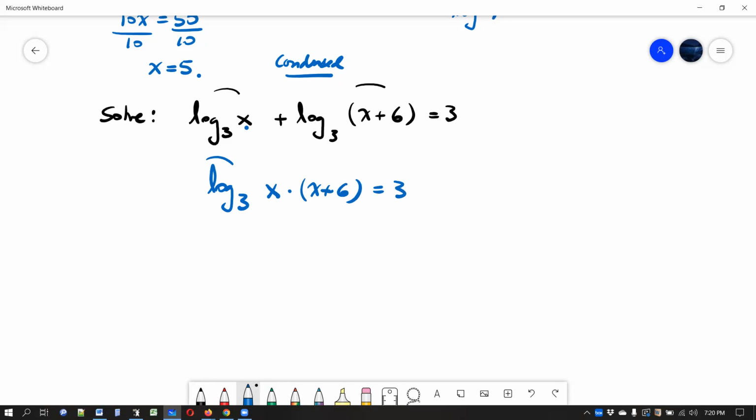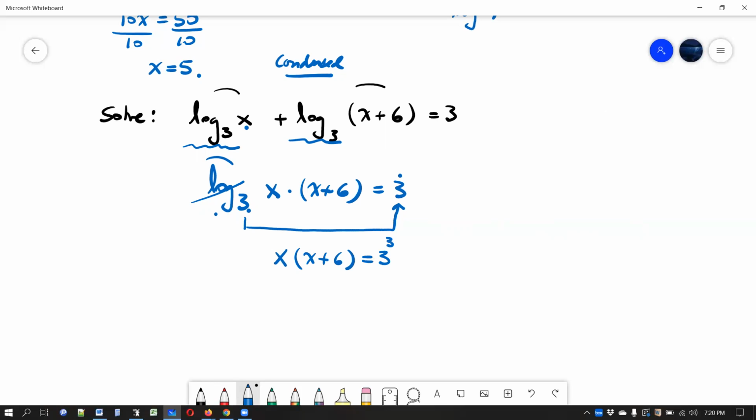Now I have a single log. When that happens, this number becomes the base of the number on the right. The log will disappear. Notice I have two logs here. Now I have only one. At this point, the base goes to the other side. So I am left with x times x plus 6 equals 3 to the third power. This is the base. This is the exponent.